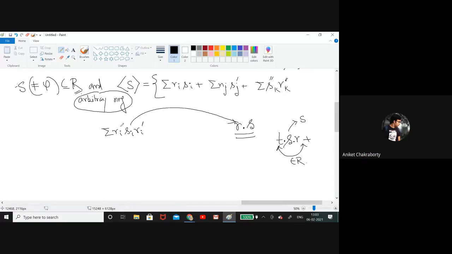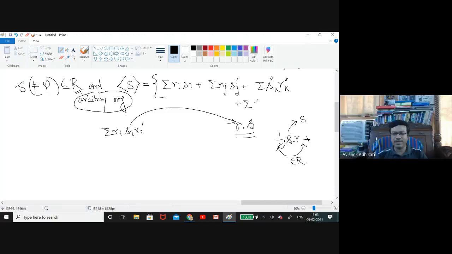Okay, sir. Understood. Then we can add this type of term in the expression that we have written above. Yes. So maybe Rl triple prime, Sl triple prime, and maybe Tl triple prime. So now it's complete.